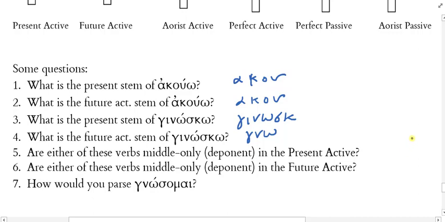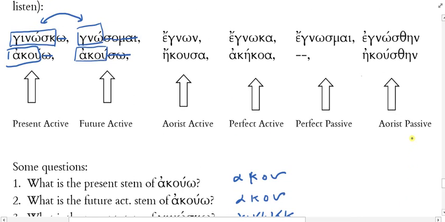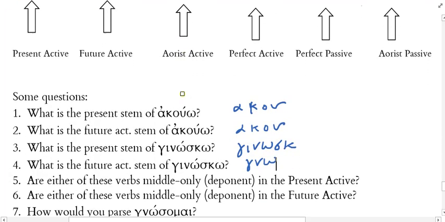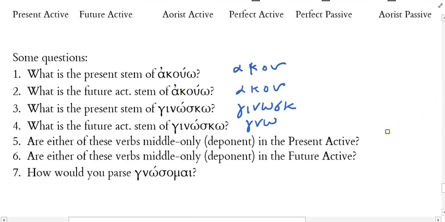So take a look at your forms. This is supposed to be the present active, which means I should be seeing active endings. Do you see active endings here? Omega is active, right, for first singular? Those are the present active endings for first singular? Yes? Okay, so neither of them are middle only in the present. Okay, so the answer is no. Are either of these verbs middle only in the future active?